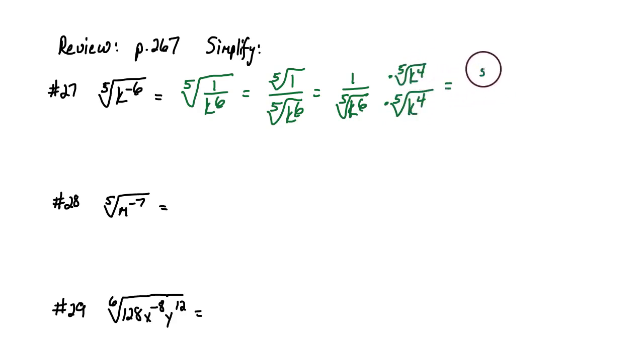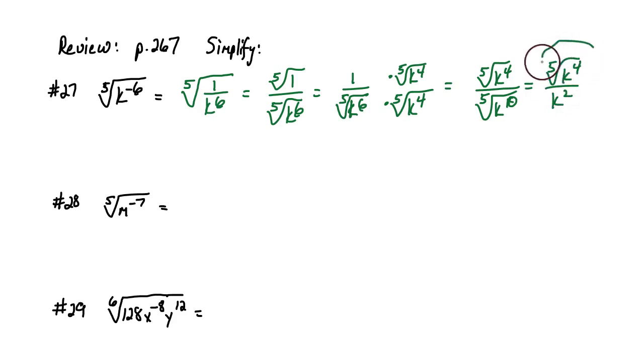In the top, we get the fifth root of k to the fourth all over the fifth root of k to the 10th. So our final answer is the fifth root of k to the fourth all over k squared.